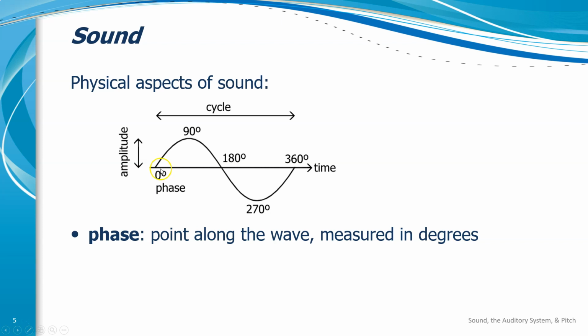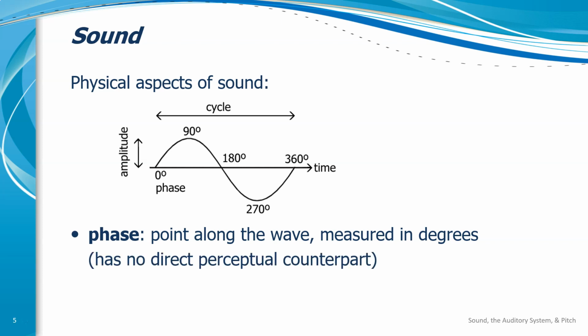We start off with a phase of 0. The wave is just starting out. It reaches a peak at 90. It starts to go down until it reaches a minimum here at 270 degrees, and by 360 degrees, it has completed a cycle. So it is measured in degrees. I have to point out there is no direct perceptual counterpart to phase. And you might think I've just wasted your time, but there's something key in the way that I just said that. That's going to be important.